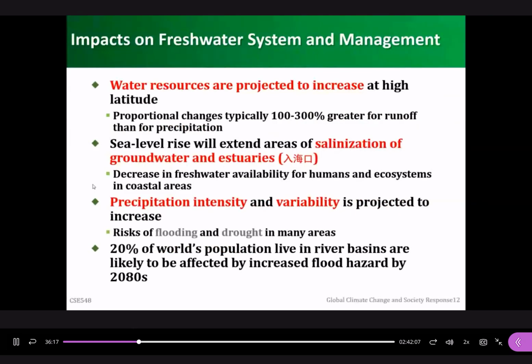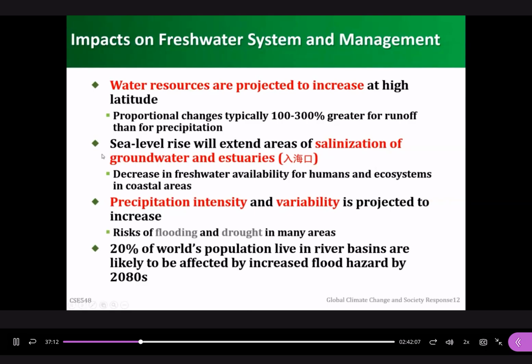Here are some results of the climate change. You can see water resources at the high latitude are projected to increase. High latitude means it's closer to the north part, or closer to the Arctic region. So the temperature increase means the melting of the glaciers. So there will be more water there, and also it may bring more precipitation in the north part. So here in the evaluations, there may be around 100% to 300% greater runoff than precipitation. This is caused by the melting of the glaciers.